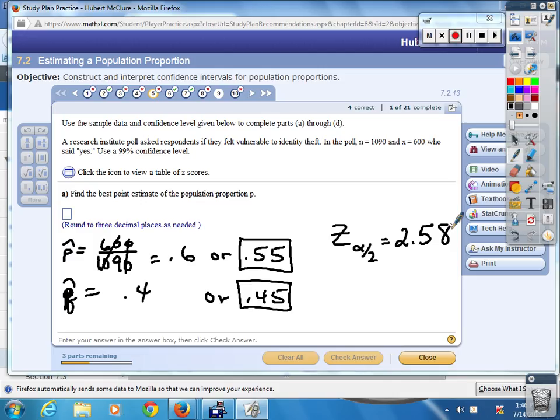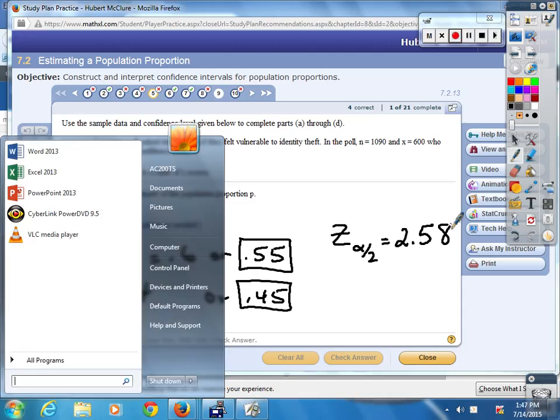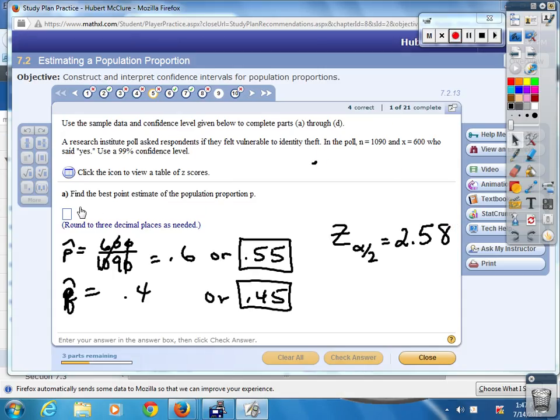Okay, they want the best point estimate. They want your critical value. So, they don't want the margin of error? I guess not. A through D's. Yeah, B's gonna be margin of error. Oh, so we done, okay, so 2.58 goes here, right? I don't know what they're asking for. The critical value is 2.58. I'll just type in 3. I don't know. I've just had a brain bubble.